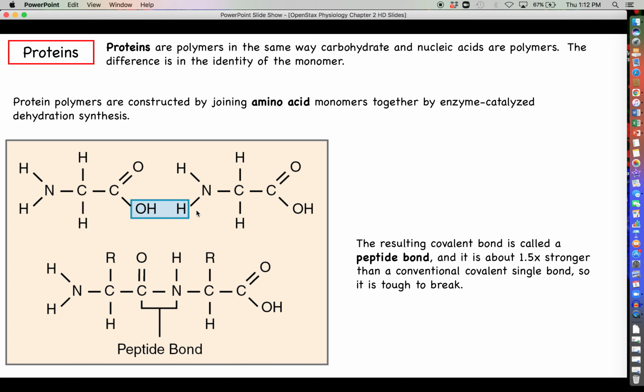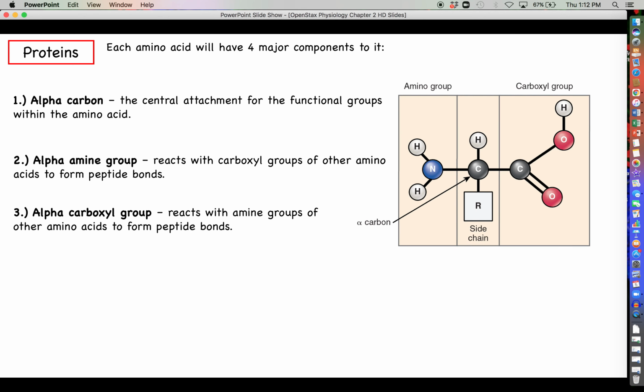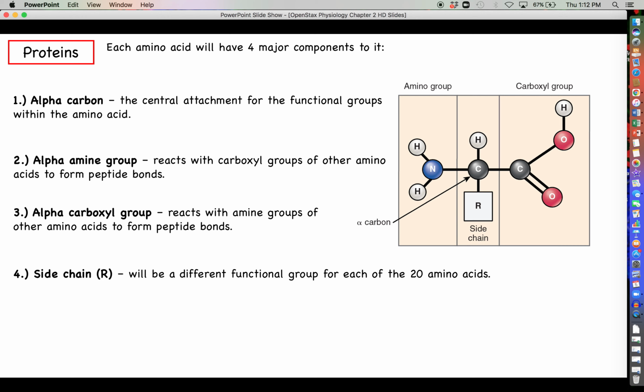And in case you're wondering, no, the alpha amine and alpha carboxyl of the same amino acid cannot react together. There's not enough flexibility or length in the carbon skeleton of that one amino acid. Different amino acids react together. You can't get the same amino acid to react with itself. And then the fourth and ultimately most important part of the amino acid is what is called the side chain, or R group.